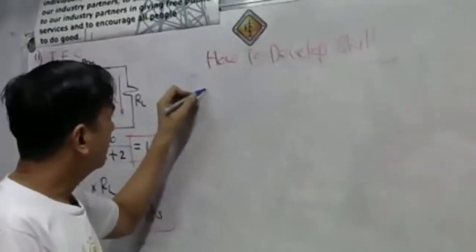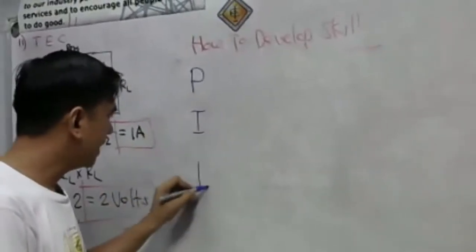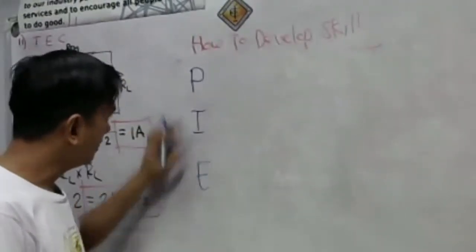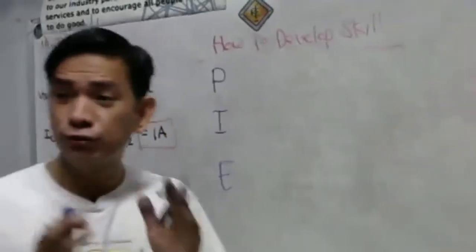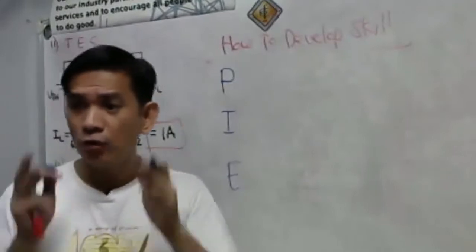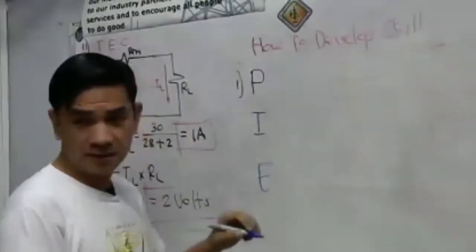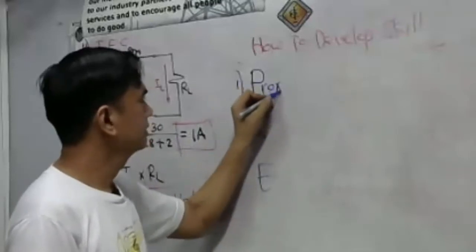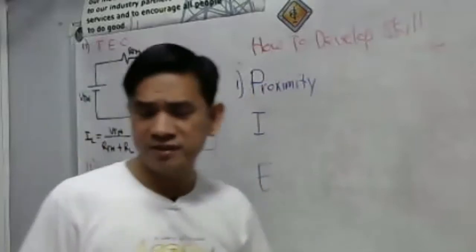I just remember the word pie. You know pie? That is pizza pie. P-I-A. Pie. How to develop a skill? You should know these three. Number one is P. What is P? Proximity. What do you mean by proximity?